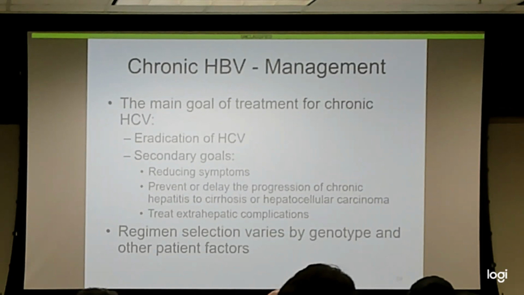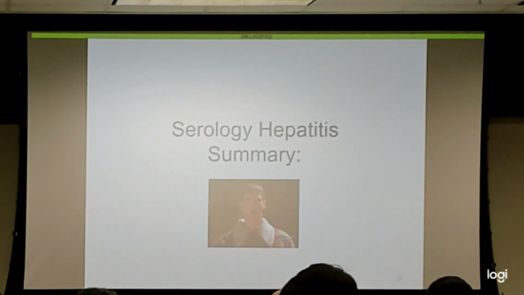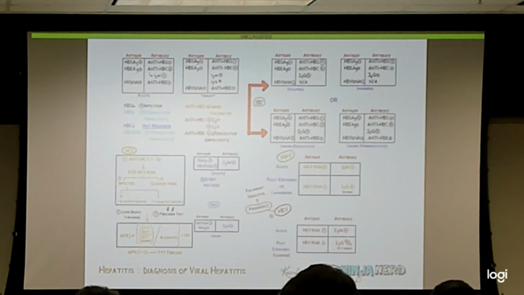The main goal of treatment for chronic HCV, or hepatitis C virus, is eradication of the virus. Secondary goals, again, reducing symptoms, prevent or delay progression of chronic hepatitis to cirrhosis or hepatocellular carcinoma, and treat extrahepatic complications. So the regimen is selected by the genome type and other patient factors. Probably that's all GI guy stuff, right? So if you have chronic hepatitis, I definitely get a specialist involved to help you out with the management.